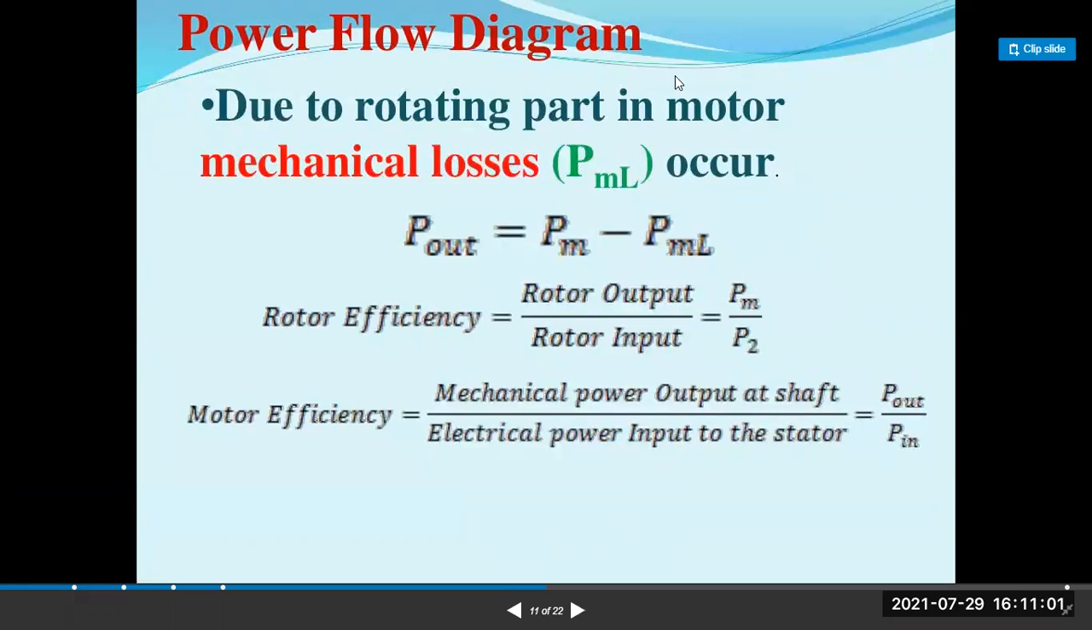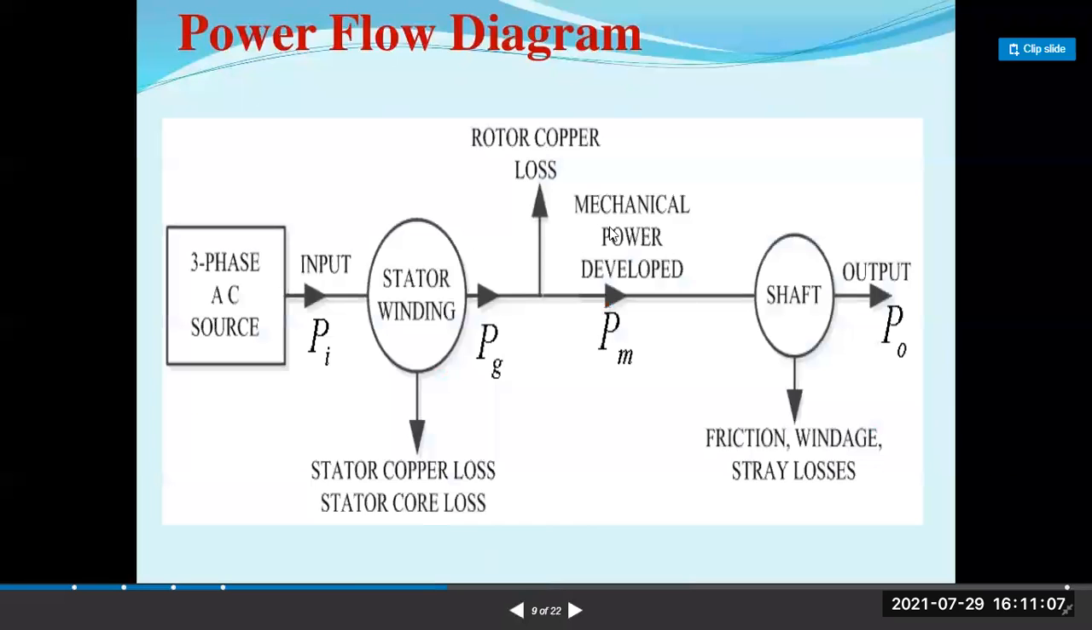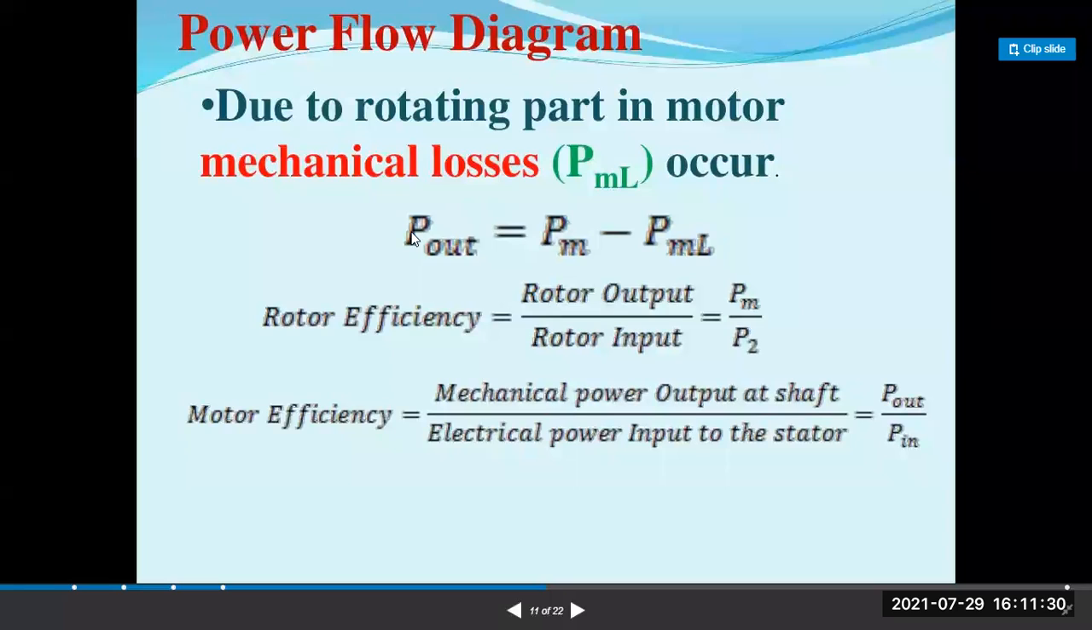Due to the rotating part, there will be some mechanical losses. This is the mechanical power developed, given as PM. Now in the shaft part, there will be some types of losses. For the total mechanical output power, this PM is your input and there will be some losses. After subtracting these losses from the mechanical power developed, you will get the total output of the induction machine. The total output power is PM, the mechanical power developed, minus the shaft power losses.